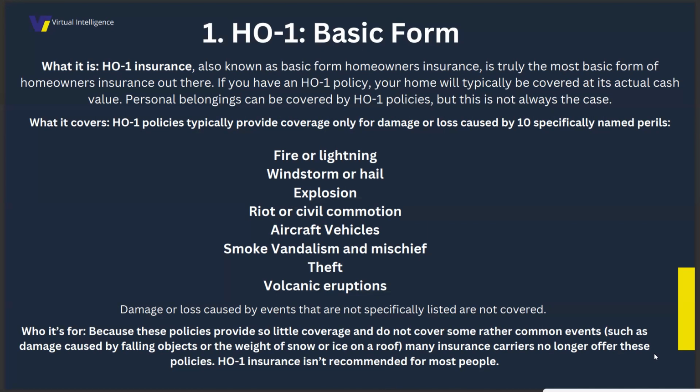HO1 policies typically provide coverage only for damage or loss caused by 10 specifically named perils like fire or lightning, windstorm or hail, explosion, riot or civil commotion, aircraft, vehicles, smoke, vandalism and mischief, theft, and volcanic eruptions. Damage or loss caused by events that are not specifically listed are not covered.